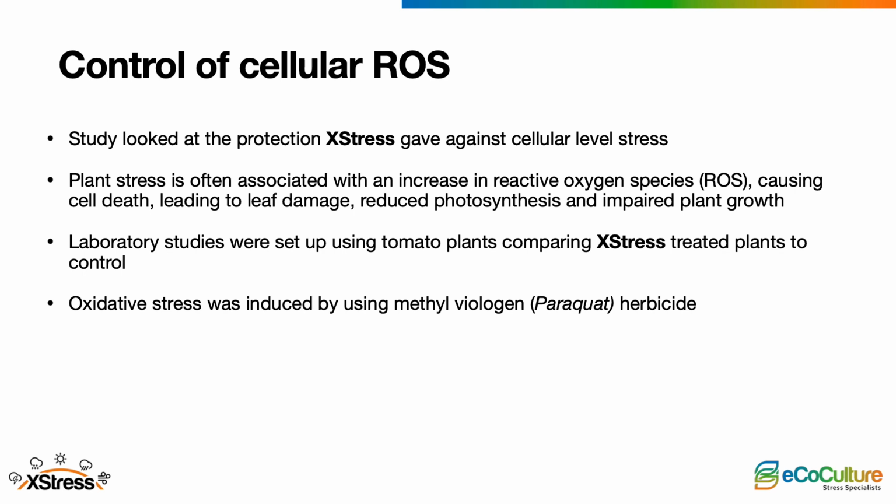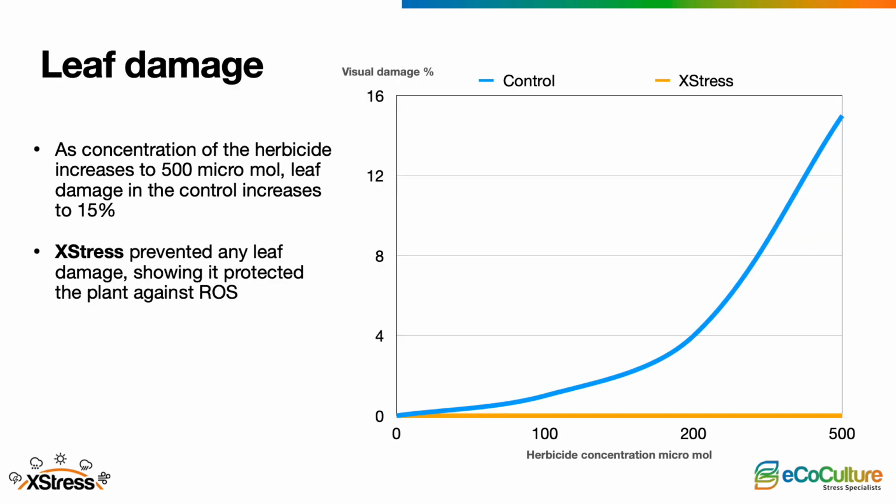Laboratory studies were set up using tomato plants, comparing XStress-treated plants to control. Oxidative stress was induced by using methyl viologen herbicide. Leaf damage, as concentration of the herbicide increases to 500 micromole. Leaf damage in the control increases to 15%. XStress prevented any leaf damage, showing it protected the plant against ROS.